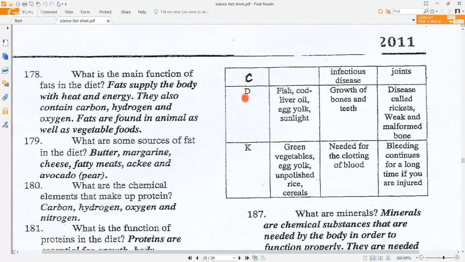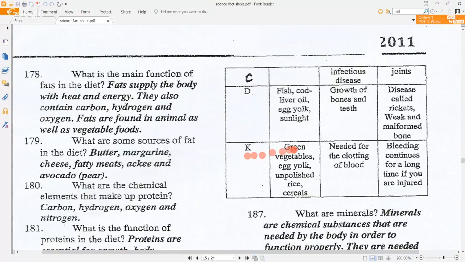Vitamin D sources: fish, cod liver oil, egg yolk, and from sunlight. Helps with the growth of bones and teeth. Deficiency is called rickets. Weak and malformed bones are evidence of that.